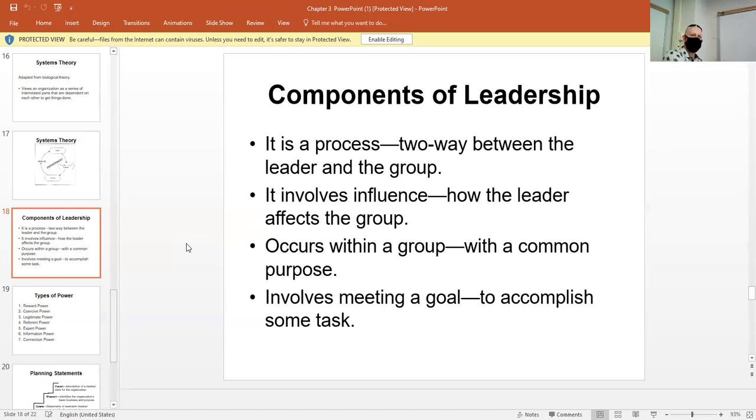There's leaders below the leader, the top leader, if you see what I'm saying there. Leadership involves meeting a goal to accomplish some sort of task. If you didn't have a goal, if you didn't have a task, what are you leading to? Why do you need to lead? There's nothing to lead to if you don't have a task or a goal. So that's got to be a part of it.